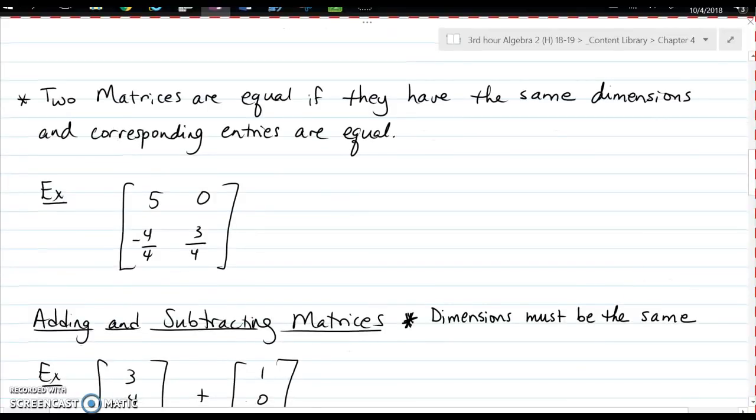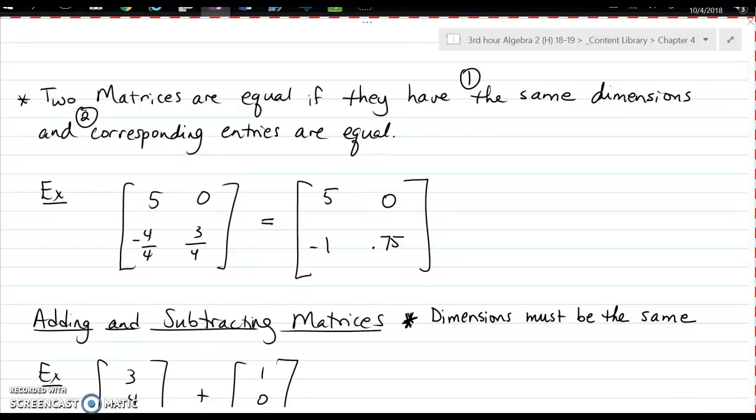Okay, so here's something important. 2 matrices are equal if and only if 2 things have to be true. In order for 2 matrices to be equal, the dimensions have to be the same. So the dimensions have to be the same.